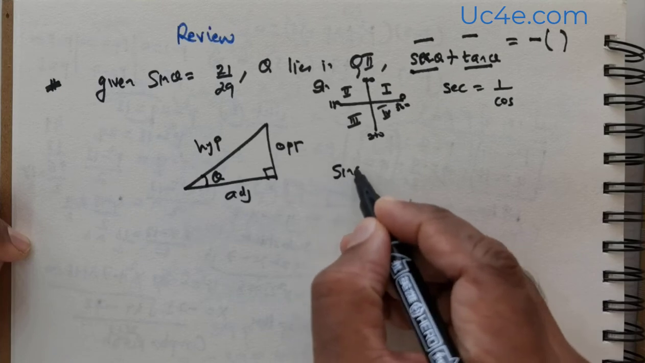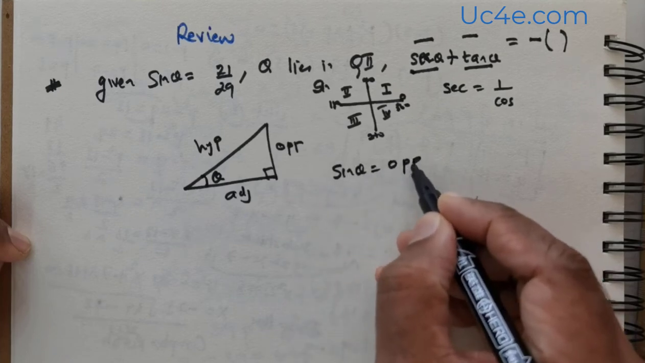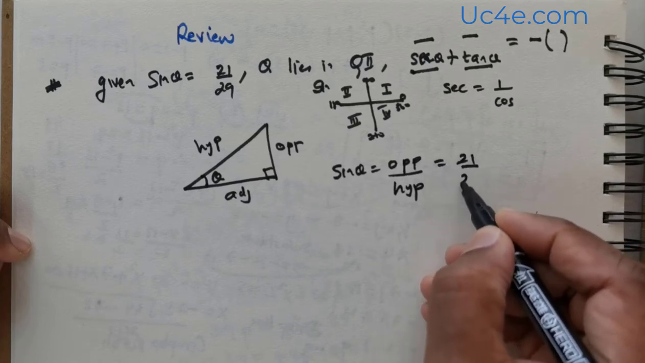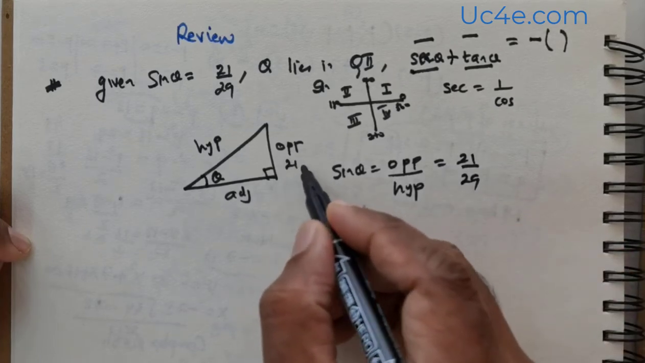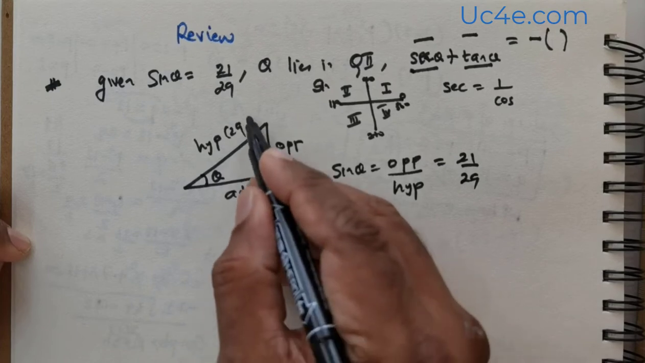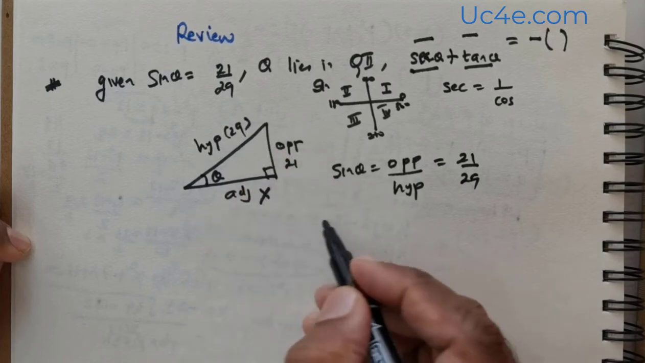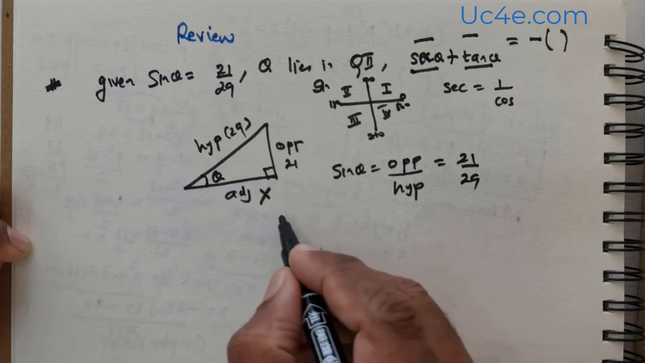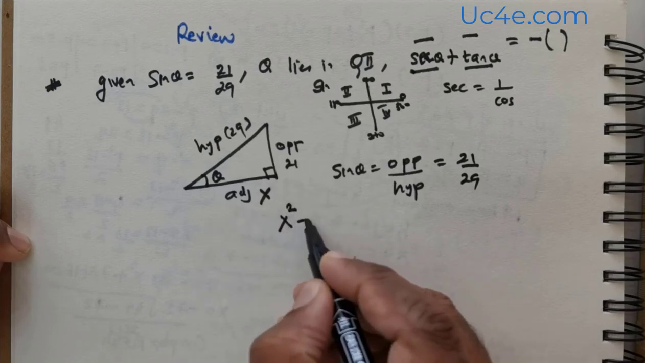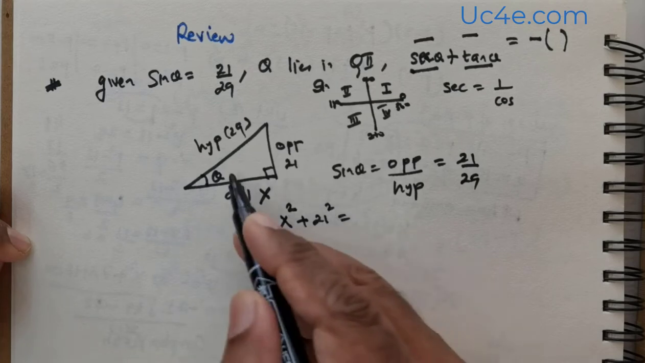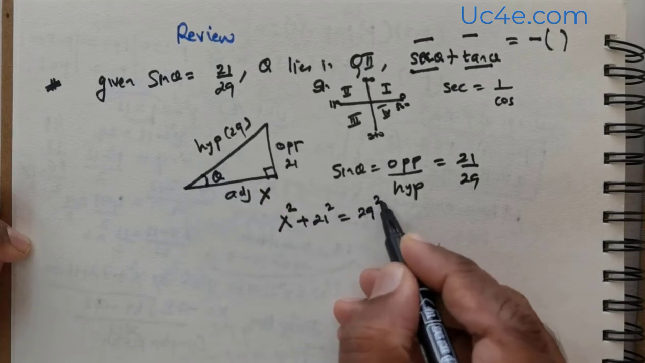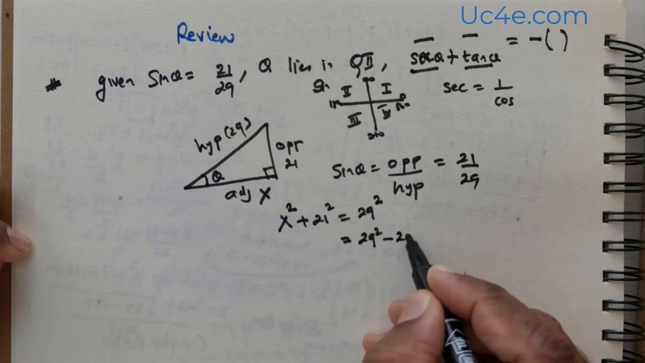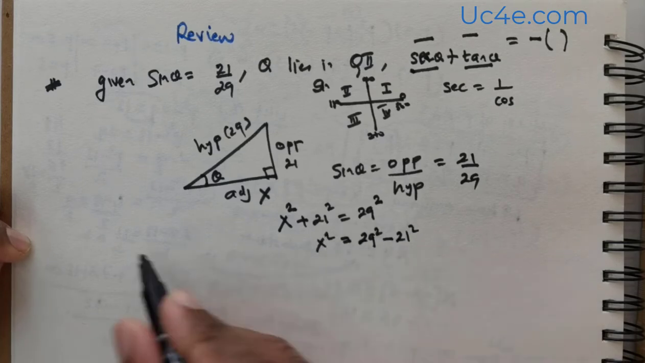And we know that sine theta is opposite side divided by hypotenuse, and we have been given 21/29. This side is 21, this side is 29. If I were to take this side as x, then clearly by the right angle ratios I can rewrite this as x squared plus 21 squared is equal to 29 squared. So from here I get 29 squared minus 21 squared. On the left it's going to be x squared.